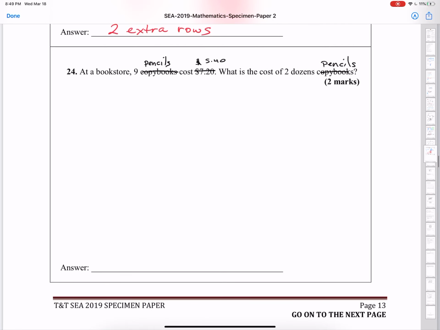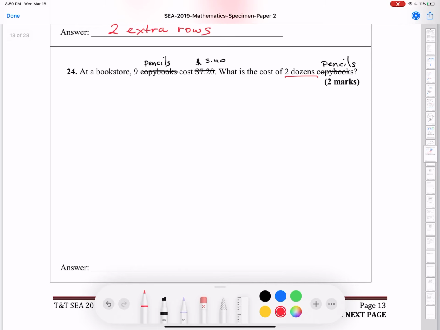At a bookstore, 9 pencils cost $5.40. What is the cost of 2 dozens pencils? Do we know what dozens means? Alright, a dozen is 12. Okay, and these are things that we have to review all the time.